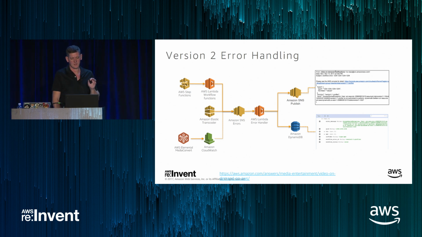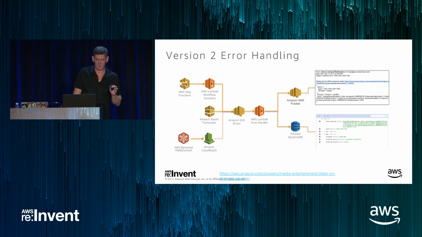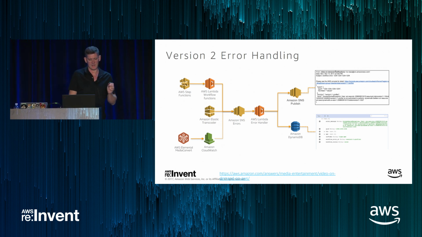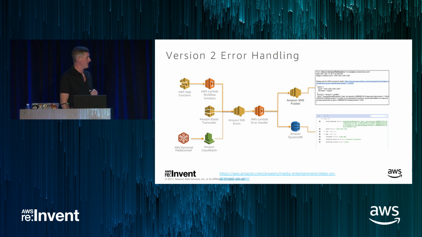Elastic Transcoder, the errors coming out of there were fairly detailed, so that was left as is. For the new Elemental MediaConvert service, you can monitor what's going on there using Amazon CloudWatch Events. So we set up a rule that would look for those errors and then again fire those into SNS.